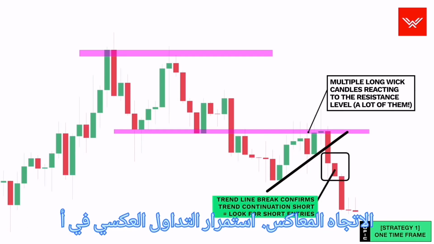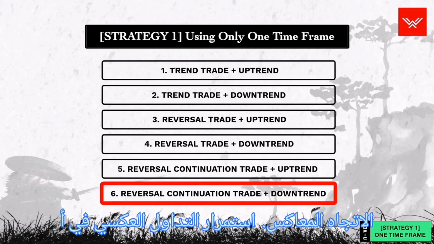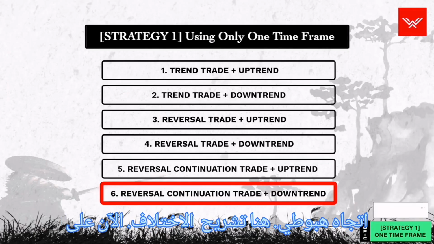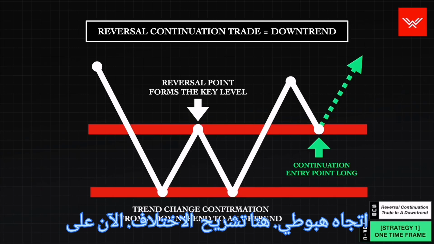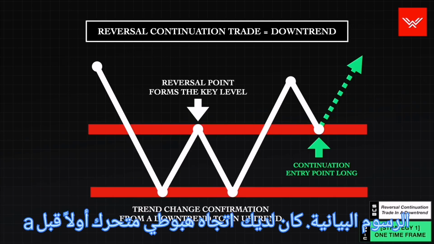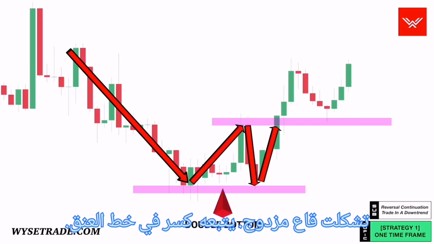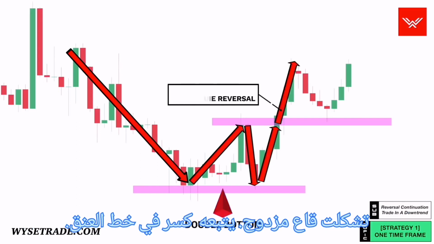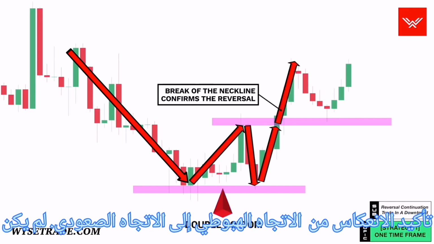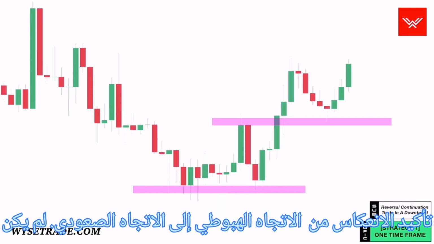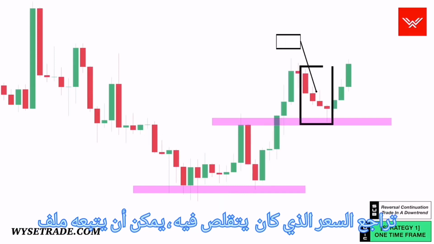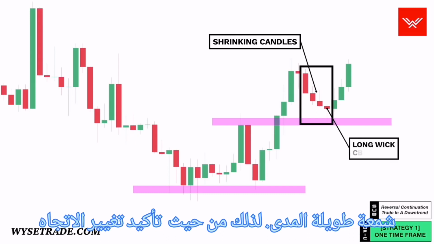Now going in the opposite direction, a reversal continuation trade in a downtrend. Here is the anatomy of the variation. Now on the charts, you first had your moving downtrend before a double bottom formed, followed by a break of the neckline, confirming the reversal from a downtrend to an uptrend. Now as price pulled back, you had shrinking candles followed by a long wick candle.